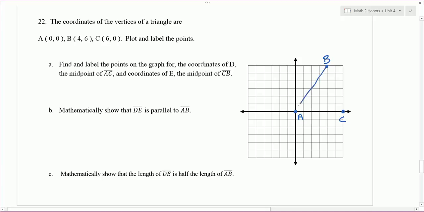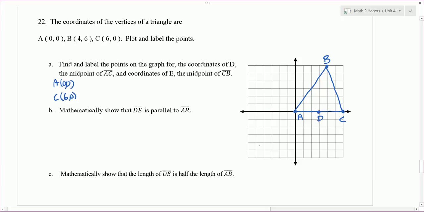So draw in your triangle, ABC. A says find and label the points on the graph for the coordinates of D, which is the midpoint of AC. Okay, so A is 0, 0. C is 6, 0. And so we could see where the middle is.